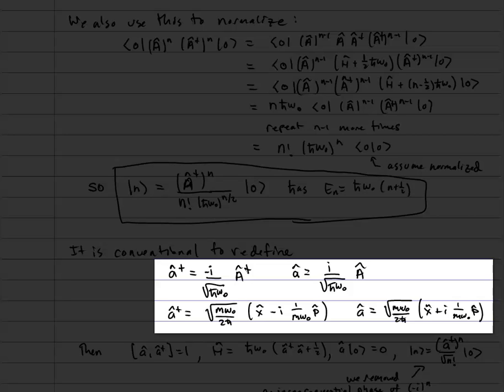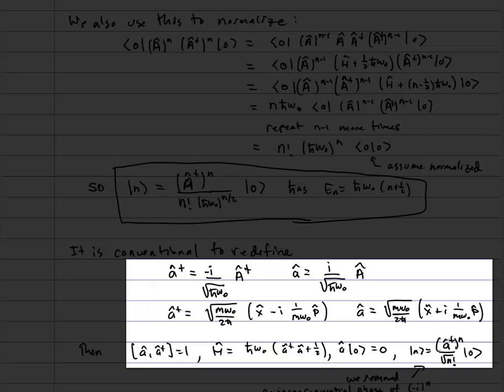Now, it's a simple operation to calculate the commutator of a with a dagger. You'll find it's equal to 1. That is very easy to sort through because the factors: it's equal to 1 over h bar omega times the commutator of big A with big A dagger, and we already saw that that commutator was equal to h bar omega 0. So it's very easy to see that the commutator of little a with little a dagger is equal to 1.